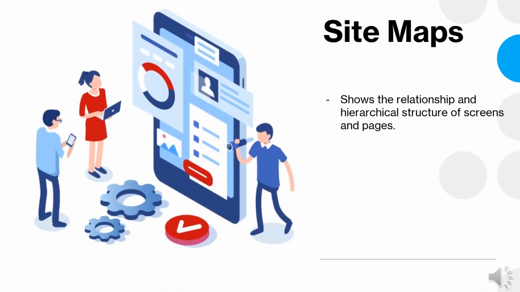We've already talked about sitemaps in our previous videos when we were talking about information architecture, but just a reminder, sitemaps show the relationship and the hierarchical structure of screens and pages, how users will navigate from one page to another, and they form the basis of the interaction design as well, because with the way things are organized and grouped, the users will be able to know how to interact with the system. They'll be able to know how to get the system to do what they want to do.